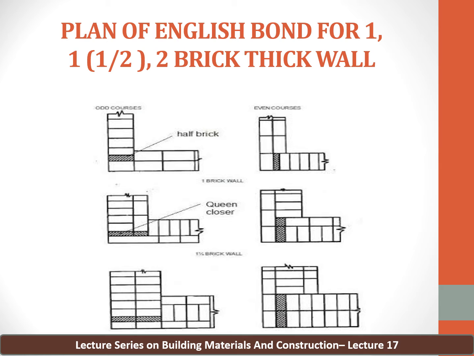So only the plan of English bond for 1 brick, 1.5 and 2 brick is shown in the isometric. You can see how the queen closer is placed in 1, 3, 5 course and 2, 4, 6 course. In case of 1, 3, 5 course, the queen closer is placed horizontal, whereas in case of 2, 4, 6 course, it is placed vertical.